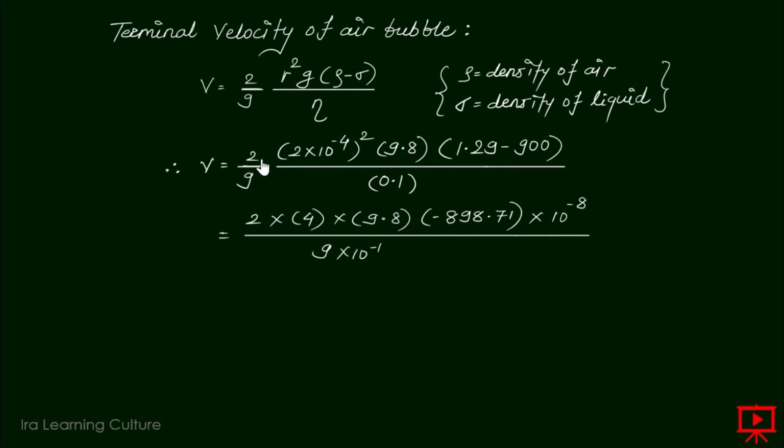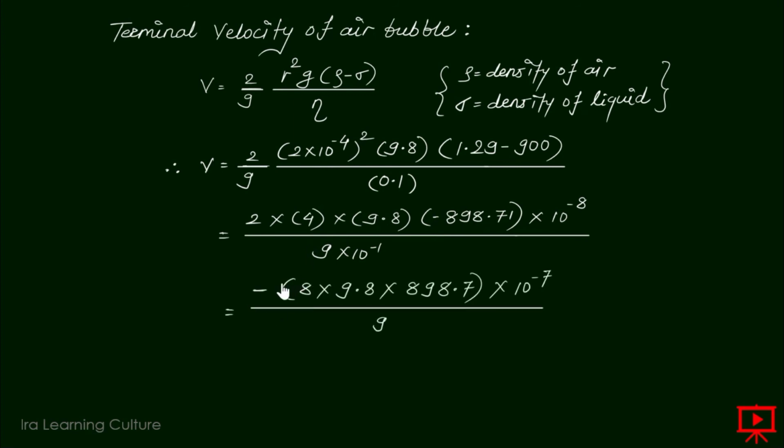So 2 times 4, which comes out from here, into 9.8 into 1.29 minus 900, which comes out to be minus 898.71. This negative sign we will keep outside, and finally we have a term inside the bracket, which is 2 4s are 8 into 9.8 into 898.71 into 10 raised to minus 7. Now this minus 7 comes from the denominator. Actually 9 into 0.1, we can consider 9 into 10 raised to minus 1, and we will take this 10 raised to minus 1 in the numerator by considering 10 to the power of minus 7.